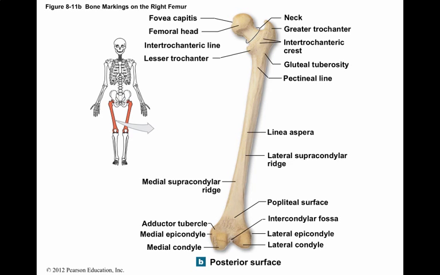Here's a posterior view of the femur. The gluteal tuberosity is a smaller, rough projection on the posterior surface of the femur that is lateral to the lesser trochanter and inferior to the greater trochanter.